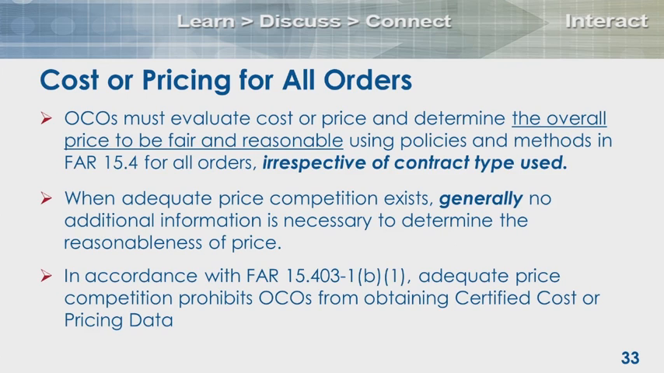Cost or pricing for all task orders. Keep in mind the overall price must be fair and reasonable, regardless of the contract type that you're using, okay? And where there's adequate price competition, that means that you receive 2 or more offers, you should not ask for any more information, okay? Getting 2 or more offers is enough for you to determine price reasonableness. And you cannot ask for certified cost or pricing data.